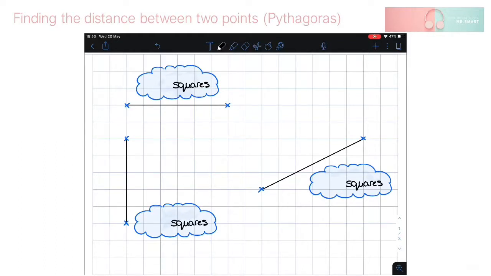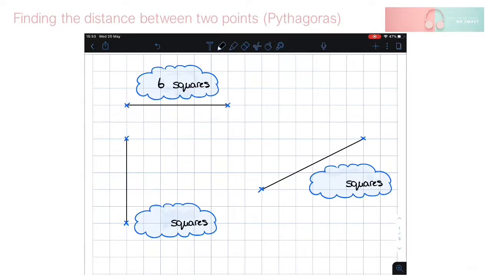In this video we're going to be looking at finding the distance between 2 points with the help of Pythagoras' theorem. Okay, so let's look at the 3 line segments that I've drawn here. In the top left one, we have a distance going from left to right. So we can just count the number of squares. 1, 2, 3, 4, 5, 6 squares. And so that's the distance between those 2 points.